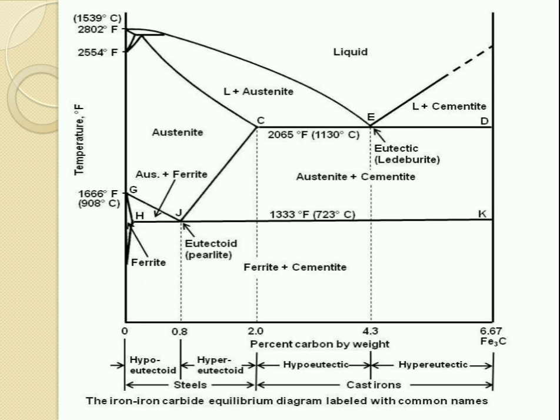Now from that we can see the y-axis is the temperature and the x-axis is the percentage of carbon. From that we can see various phases. Here it is called the austenite phase, here the ferrite phase, then there is pearlite, then there is cementite, which is 100% cementite at 6.67% of carbon. Now various phases can be seen here.